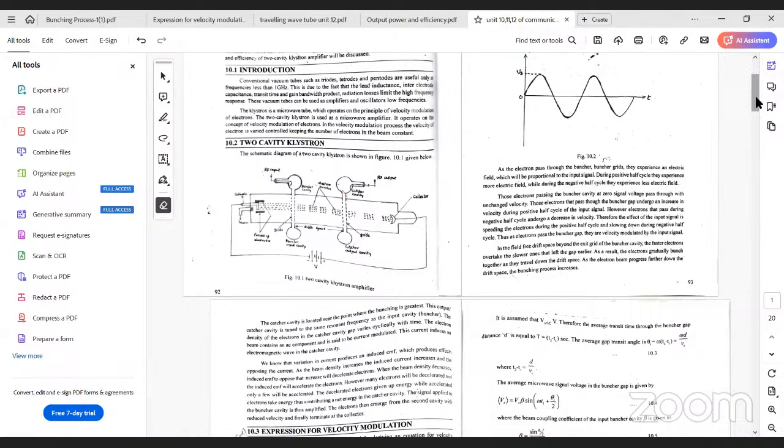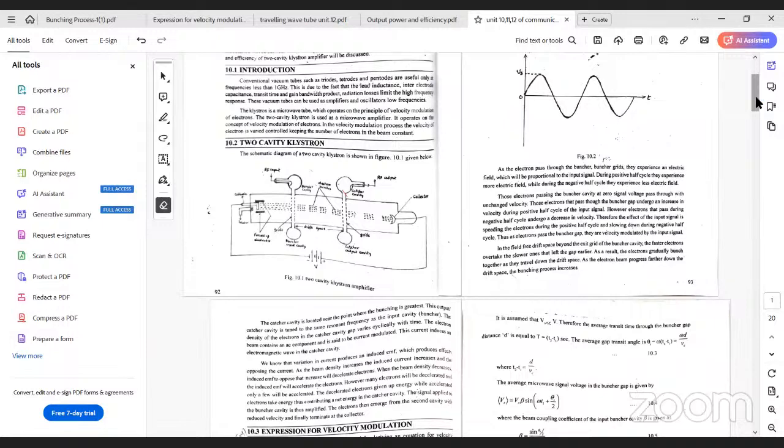In two cavity klystron, what we discussed yesterday, it has one cathode, buncher cavity, heater, catcher cavity, collector, RF input, RF output, and drift space. The heater produces electron beams. Very good. And these two bunches are cylindrically shaped, is it? Yes, cylindrically shaped bunches. What is there in the first paragraph we discussed?